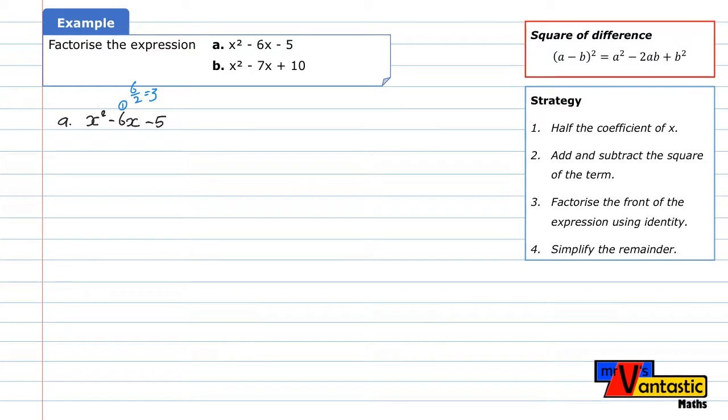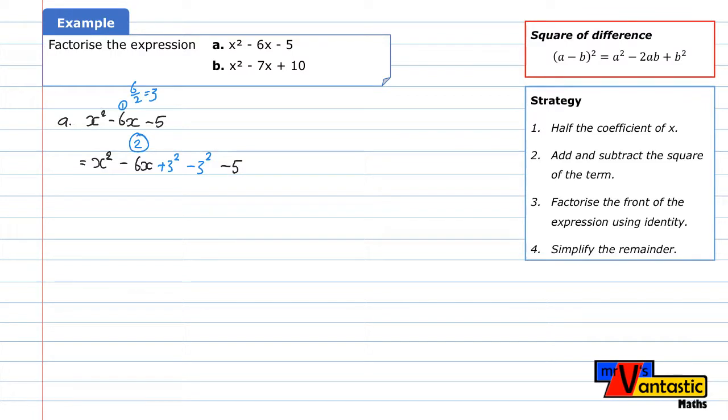What we're going to do is add and subtract that term. So x squared minus 6x, and we're going to add 3 squared, and we're going to take away 3 squared. And of course, together, they cancel out and make no difference at all. But the trick helps us solve the equation. So that was step 2.